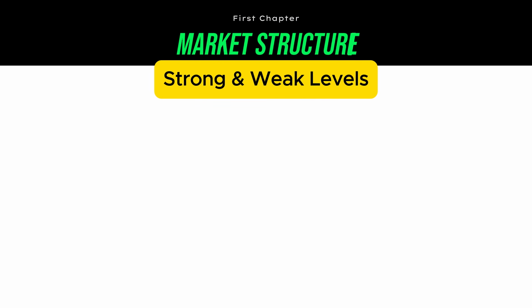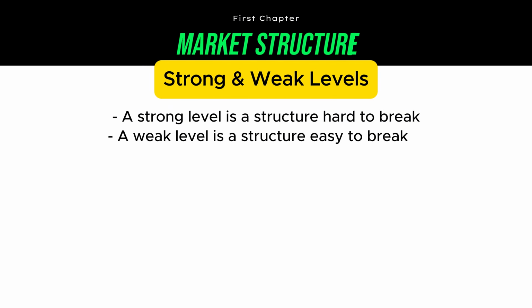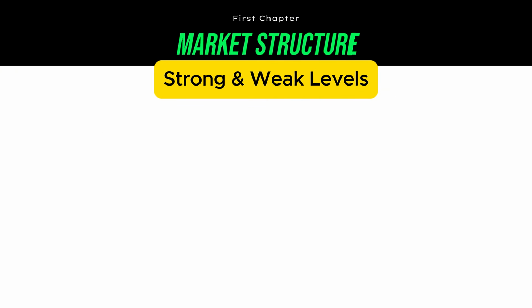Strong and weak levels. A strong level is a price level that price action has shown that it is very hard to break. And a weak level is a price level that price action has shown that it is easy to break. So let's look at the simple uptrend.